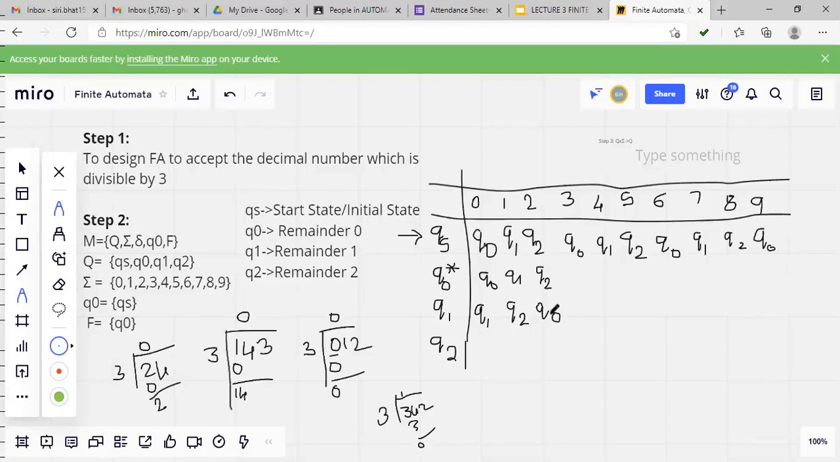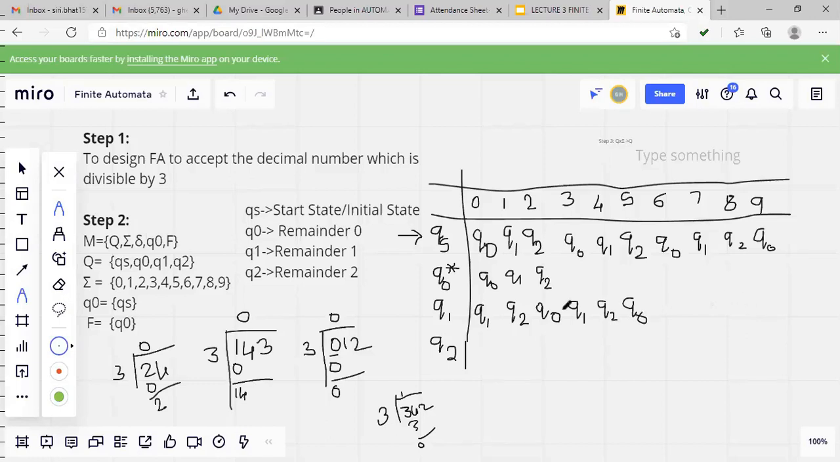Okay. Then 13, 1, 3, 13. 13 when divided by 3, it is Q1. 1, 4, 14. So it is Q2. 1, 5, 15. 15 is divisible by 3, so it is Q0. Okay, and so on. You have to fill it so on.